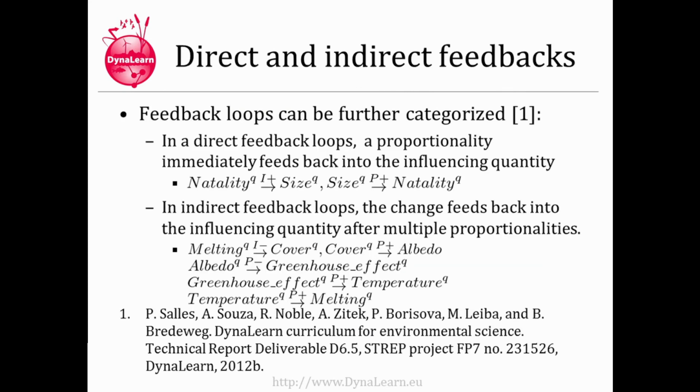Feedback loops can be further categorized into direct and indirect feedback loops. In a direct feedback loop, a proportionality immediately feeds back into the influencing quantity. For example, there's a positive influence from the natality to the size, and there's immediately a positive proportionality from size back to the natality. In indirect feedback loops, the change feeds back into the influencing quantity only after multiple proportionalities. So we've seen this in an example.